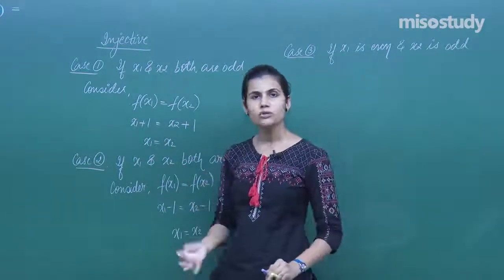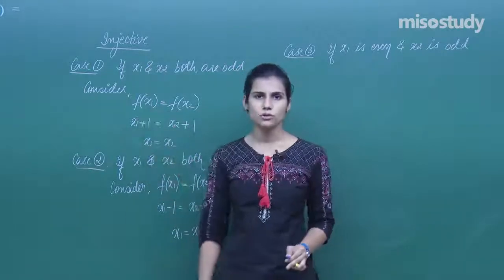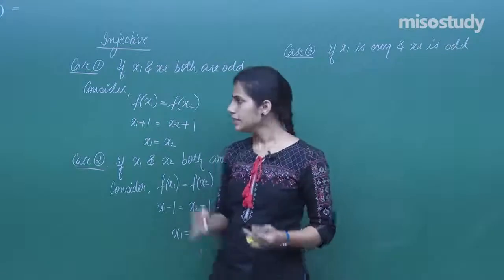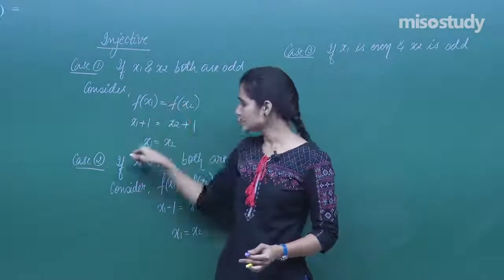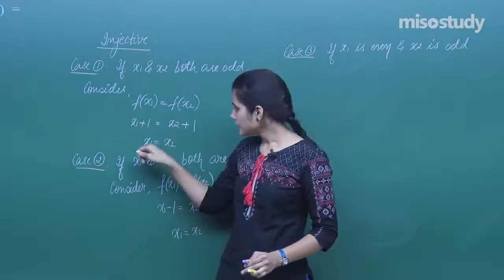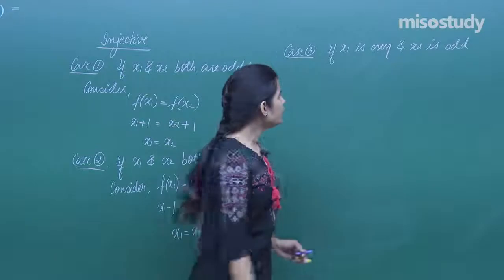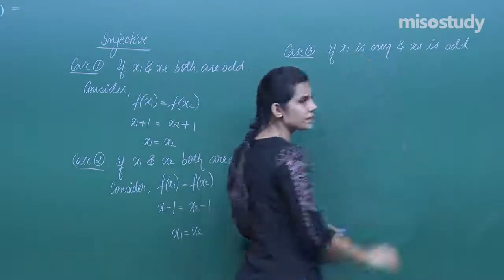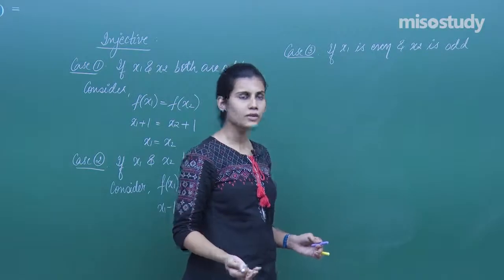Apart from this, what can I do? Contrapositive. If x1 is not equal to x2, show that fx1 is not equal to fx2. I would repeat, either consider fx1 equals fx2 and show x1 equals x2, or consider x1 not equal to x2 and show fx1 not equal to fx2. Over here clearly you are getting x1 not equal to x2 because one is even, one is odd. So I need to adopt the contrapositive approach to establish 1, 1ness.